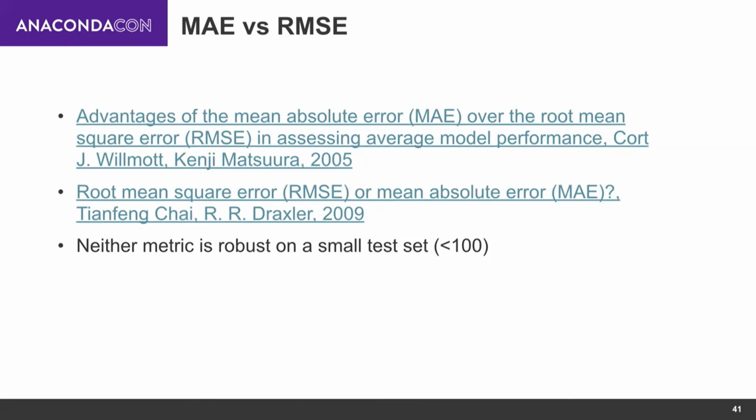And it's important to know that neither of these metrics is going to be good enough on a small test set when you have fewer than 100 examples. But in practice, most of the time, you're going to have more examples in the test set, so that's okay. And in practice, I find that RMSE is a completely fine metric to use. And if you really, really want to downplay the outliers, you can use mean absolute error as a second metric, but for most cases, RMSE seems to be doing well.